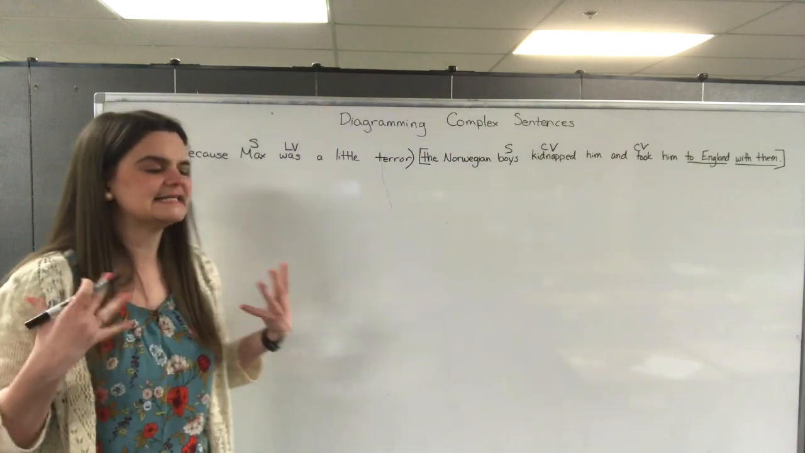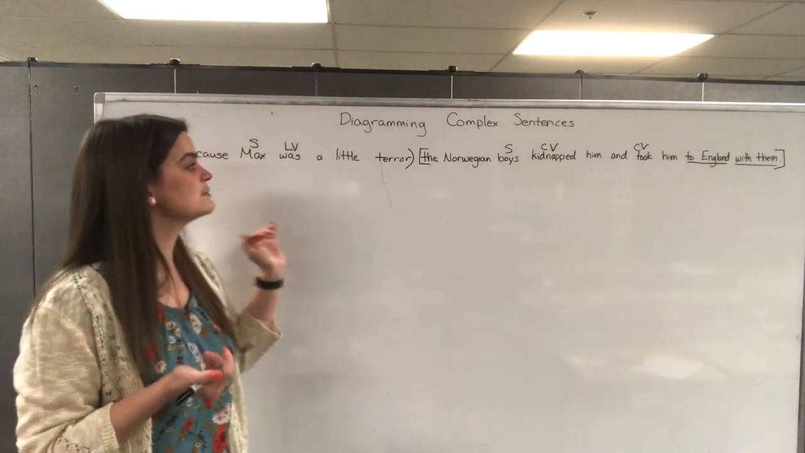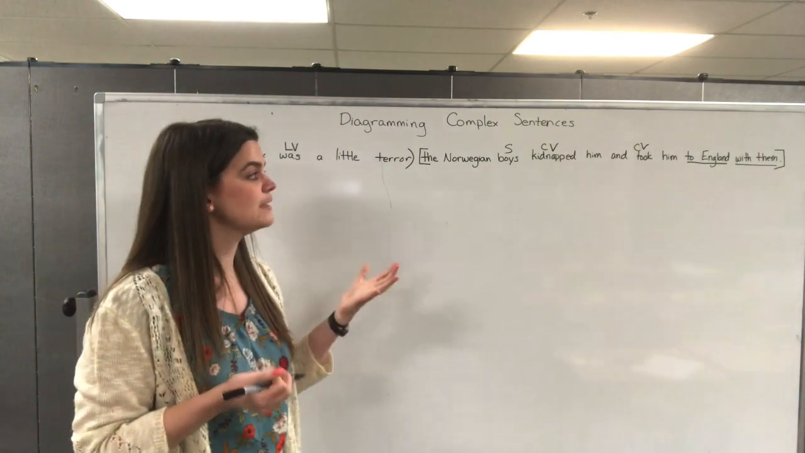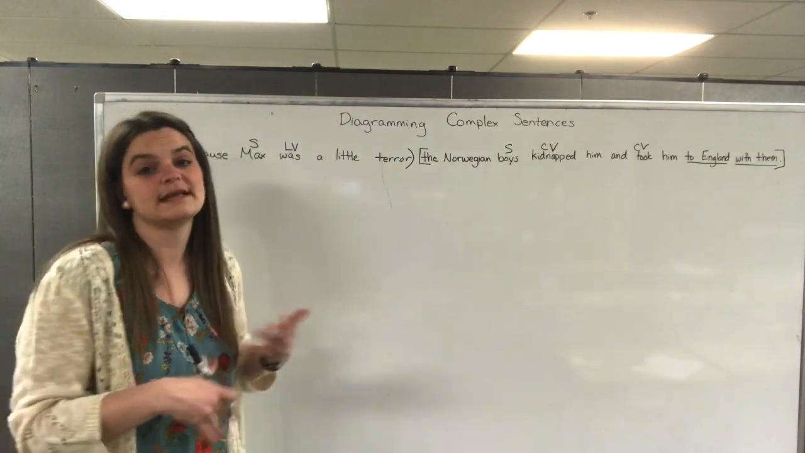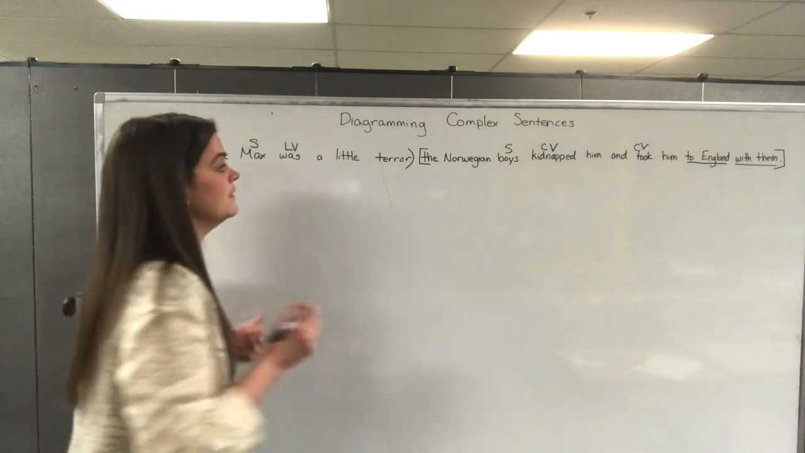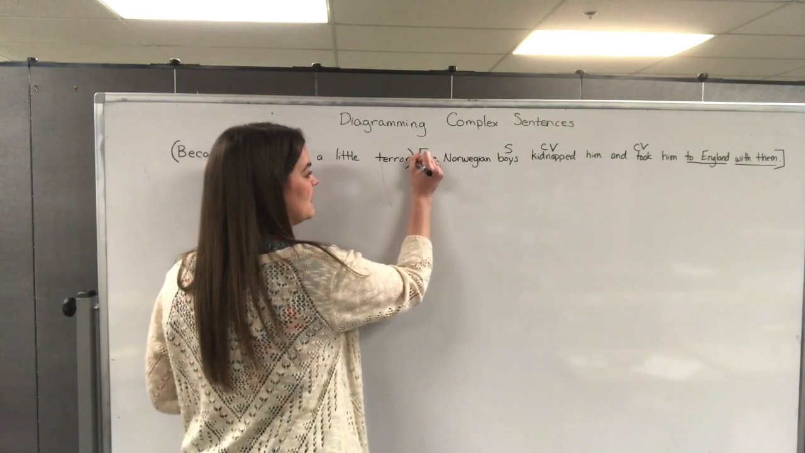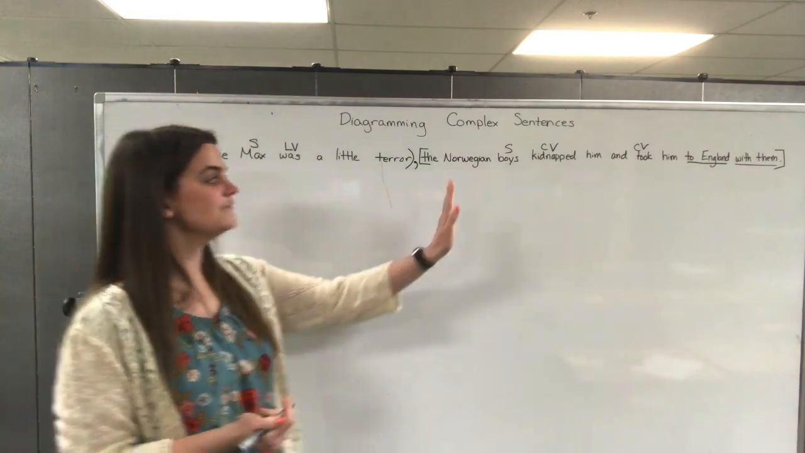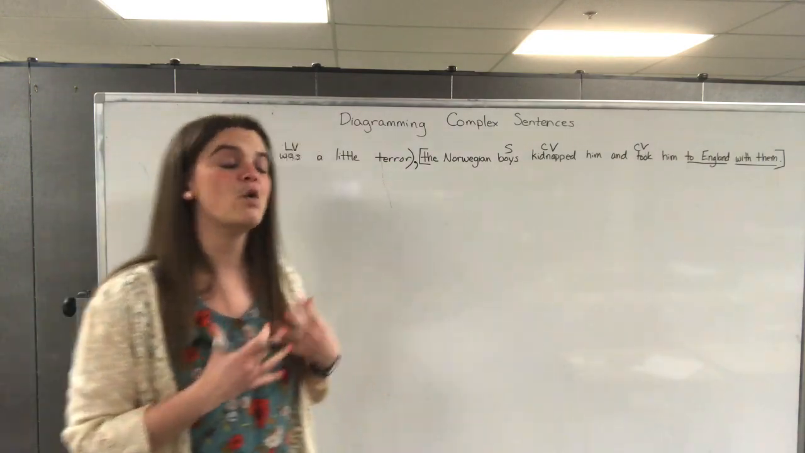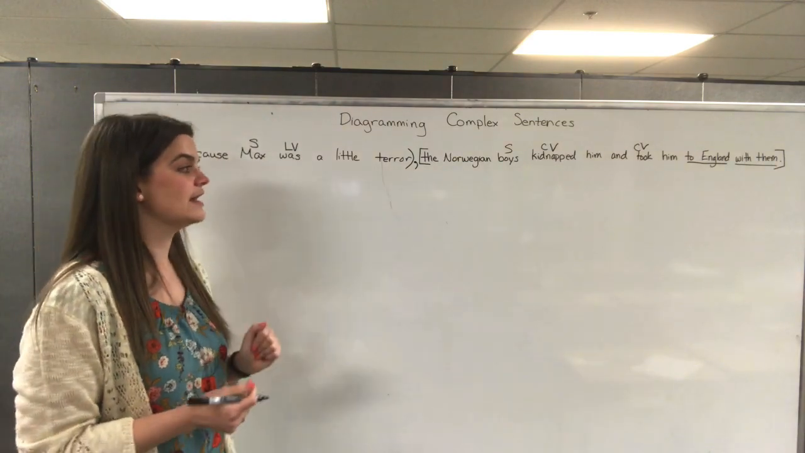Think about it. You can even listen and hear it. Because Max was a little terror, the Norwegian boys, we need that comma. We need that pause. So what's going to happen because Max was a little terror, right? So we are going to put the comma between our two clauses. The dependent clause came first, followed by an independent clause, and so it requires a comma in there.